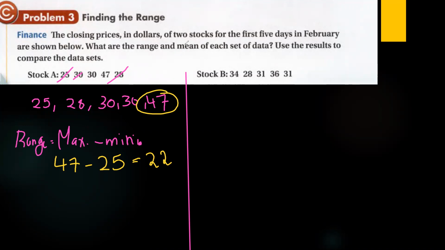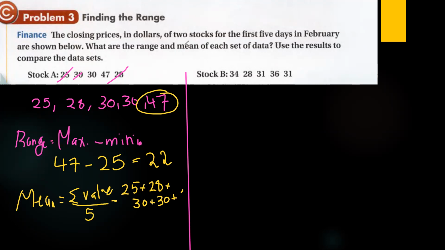Now, what do we need to find? We need to find the mean. The mean is the summation of the values over the number of them, which is 5. So let's add them now. 25 plus 28 plus 30 plus 30 plus 47 over 5. So now 60 plus 47 plus 28 plus 25 over 5. So we found that the mean here is 32. So now, this is the range, 22, and this is the mean here, 32.